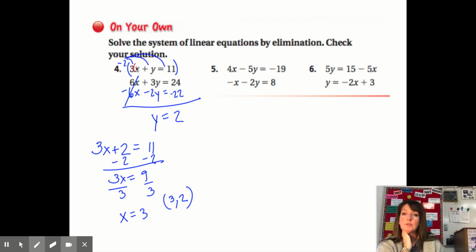So x is 3, y is 2. So 9 plus 2 equal to 11? Yes. x is 3, y is 2. So 18 plus 6 equal to 24? Yes, it is. Okay.